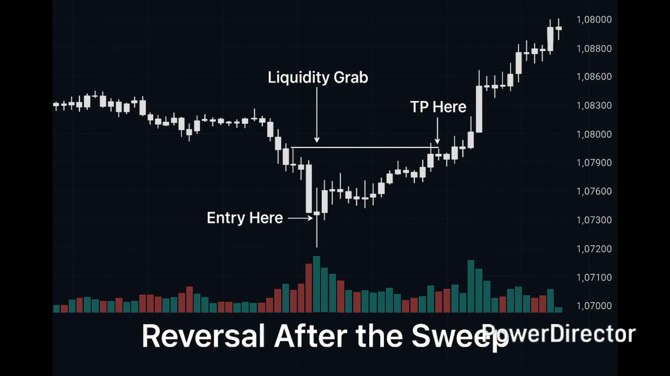Let's look at a real chart of EUR USD. You'll notice price consolidated near a previous high, then spiked above that level, taking out all stop losses before sharply reversing. That spike was a liquidity sweep. Smart money filled its sell orders where retail traders had their stops. If you had waited for the sweep and traded the reversal, your risk would be low and reward high. This is how liquidity can become your edge.